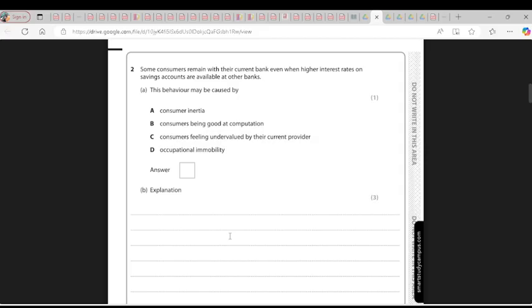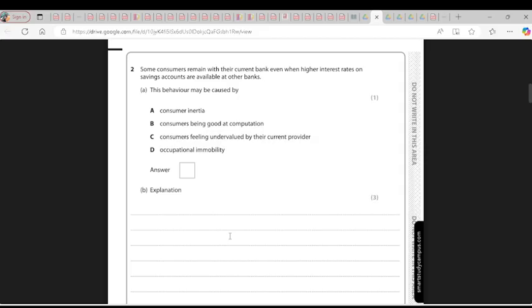So here, consumers have the choice to move from their banks to another bank that has a higher interest rate. That allows them to maximize their welfare and satisfaction, but they are not moving. So if they are not moving, that means they have created a certain habit which does not allow them to maximize their satisfaction, and that is irrational behavior. An example of irrational behavior is consumer inertia. Do you get it? Yes, sir. So this behavior is a sort of irrationality. This means consumer inertia. So the answer is A.